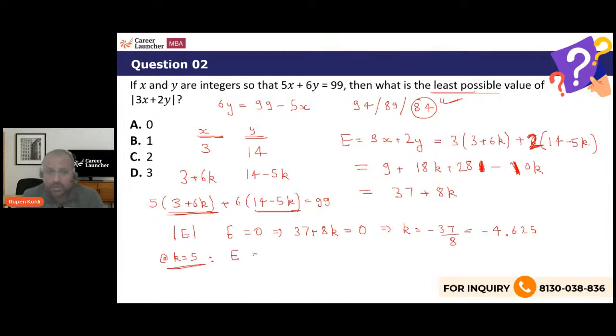The value of e comes to 37 plus 8 into minus 5. So minus 8 into 5, 40. 37 minus 40 is minus 3. So mod e is 3, which is the minimum possible value of this expression. And that is the answer.